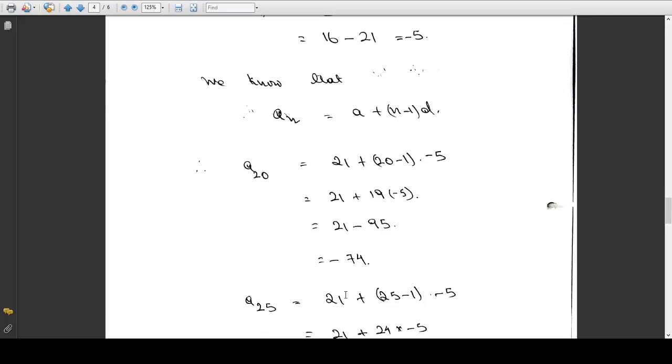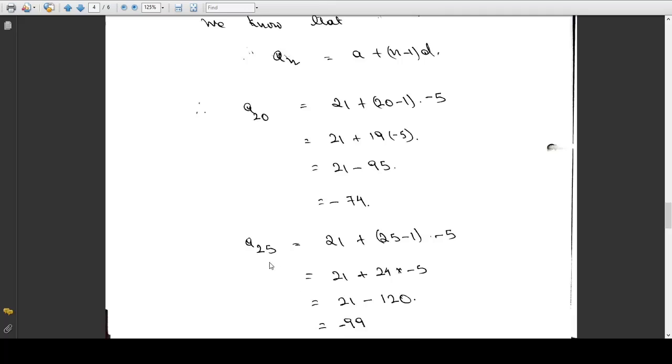Similarly for a25, that means the 25th term. Substitute the value of n by 25, you will get 25 minus 1 which is 24, again multiplied by minus 5. Plus with minus is minus, 24 multiplied by 5 is 120.